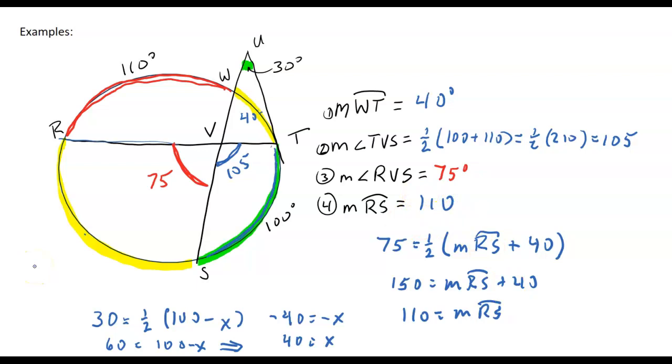Now, another way I could have figured that out is notice that if I add up all the arcs going around the circle, I've got 110 plus 40 is 150, plus another 100 is 250, and so if I just subtract 250 from 360, I get 110. So there's more than one way to do these.